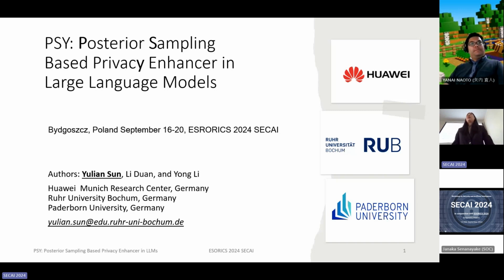So hello everyone, my name is Yulian, and today I would like to share our ongoing research. Our short paper is PSY, Posterior Sampling Based Privacy Enhancer in Large Language Models. This is a collaborative paper with Huawei Munich Research Center, Bochum University, and the University of Paderborn.